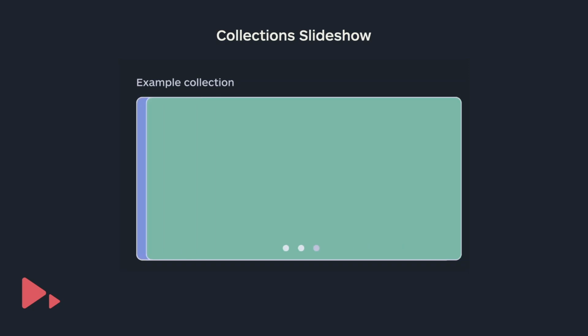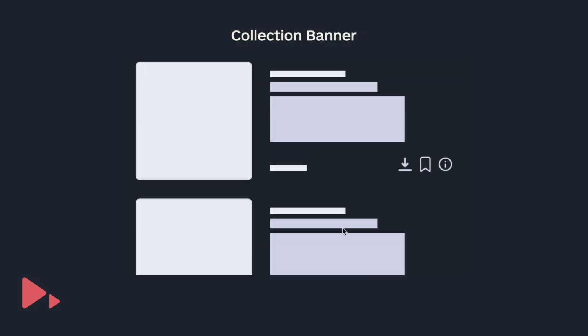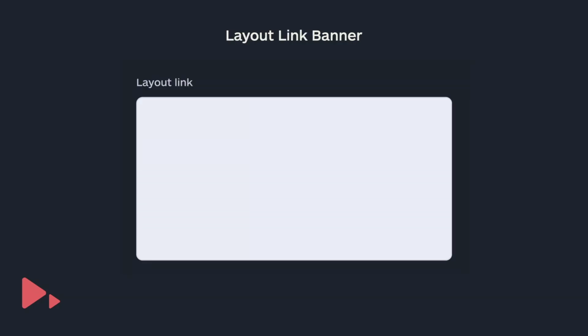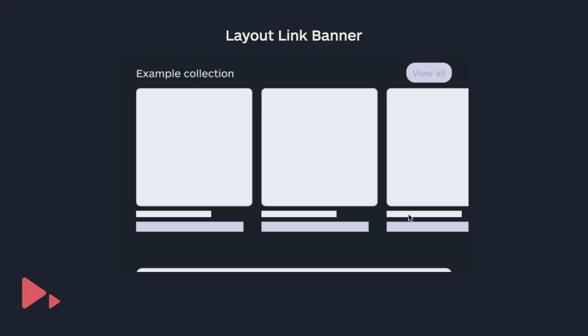Collection banner. This shows a banner that, once clicked, shows you a vertical list of the titles in the collection. Layout link banner. This displays a banner. Once clicked, you come to another layout you have created. So, through this banner, you've nested a layout in a layout.